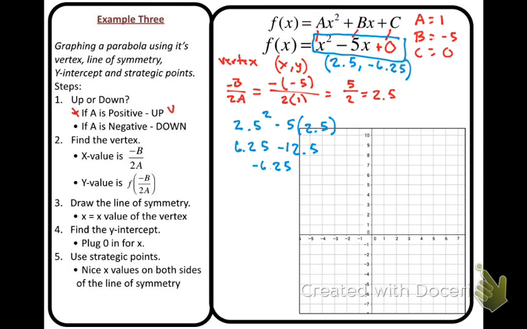Okay, now plotting this might be a little difficult, but get as close as you can to it. It doesn't have to be perfect. So if we go to 2.5, 2.5 is here between 2 and 3, and down -6.25. -6.25 is 1/4, so about right there. That's going to be our vertex. Okay, now when we have our vertex, step 3, you draw your line of symmetry. Remember, your line of symmetry goes straight down through the vertex, and the vertex is between 2 and 3 at 2.5.